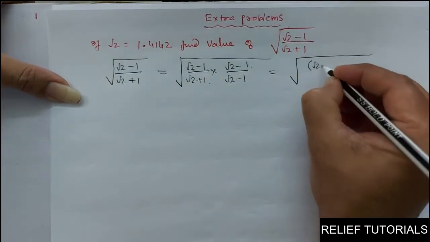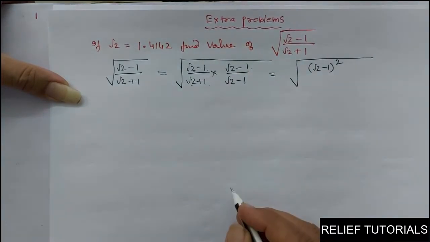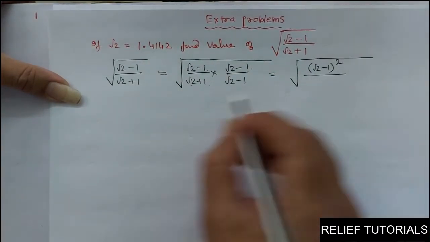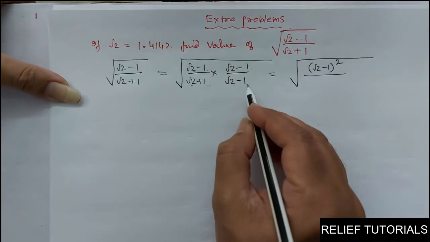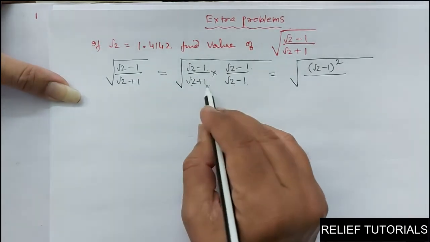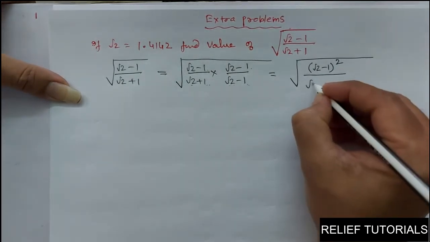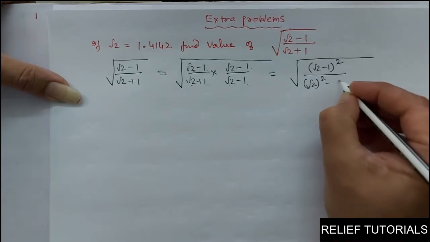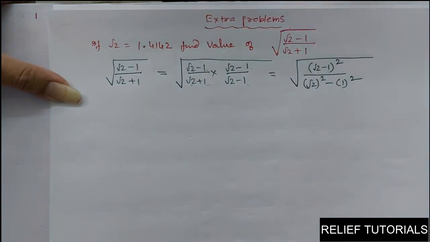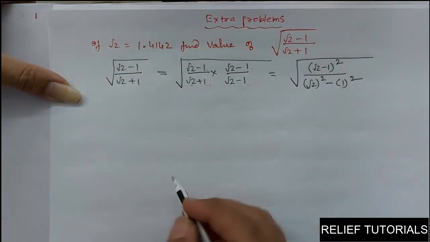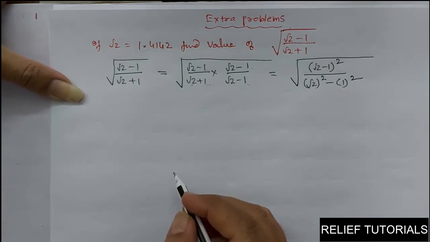So you will get root 2 minus 1 the whole square. Clear? Upon a plus b, a minus b. Have you seen? A plus b, a minus b. So you will write root 2 the whole square minus 1 the whole square. Clear?